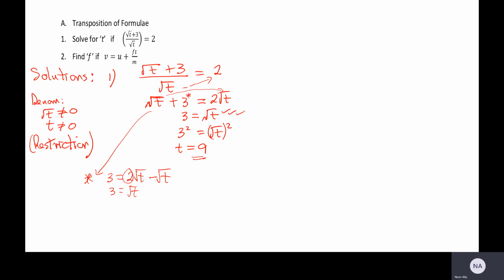So lastly, t equal to 9, do I accept? Does it correspond to the restriction? Not at all. Therefore, t equal to 9 is a solution. Let's do number 2.